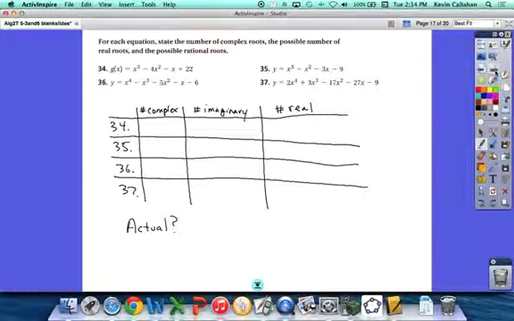For example, if I looked at number 34, what is the degree? 3. So what is the number of complex zeros? 3. Okay, it has to be 3.